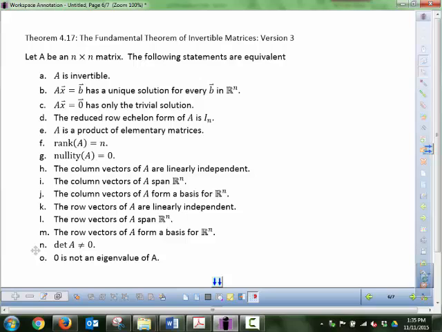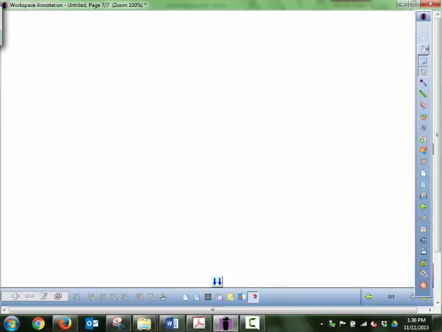All right. So that's our big theorem. We don't ever prove theorems in this class. We do sometimes, don't we? We have proven one or two theorems.